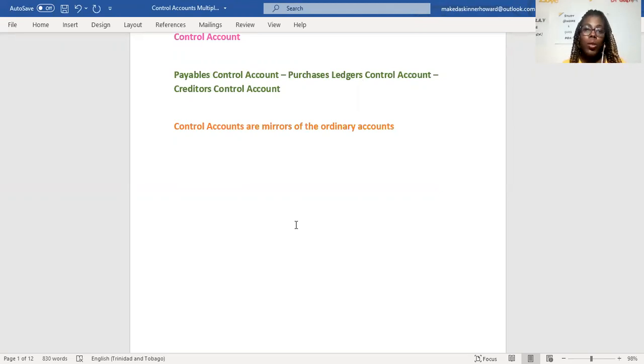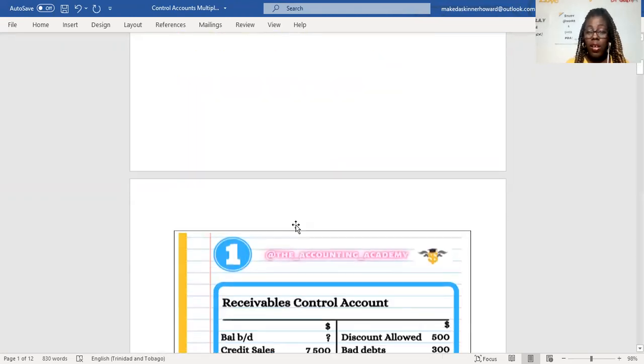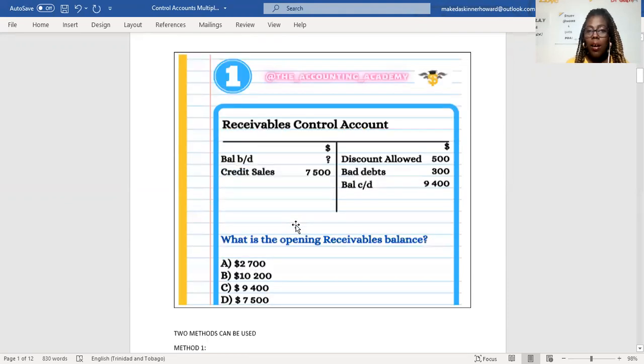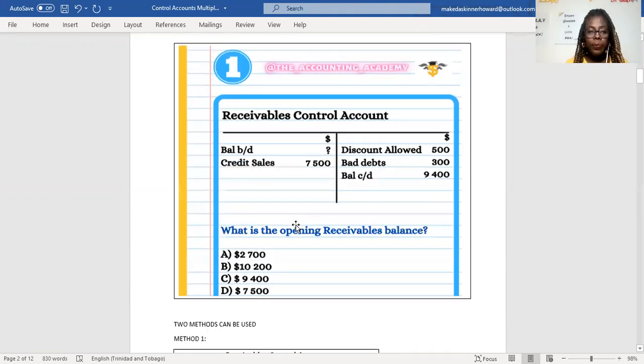Control accounts are mirrors of the ordinary account. So whatever you would normally do in a receivables account is the same way you would treat the control account. And likewise, the payables control account. Those are some key things that you have to understand before we continue.